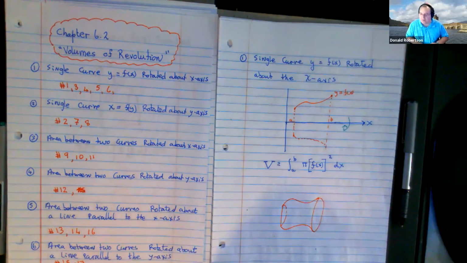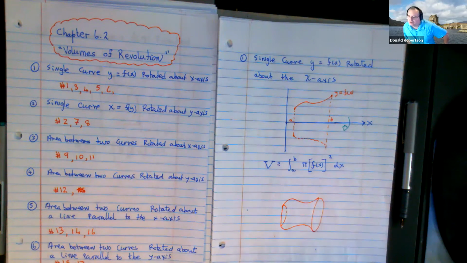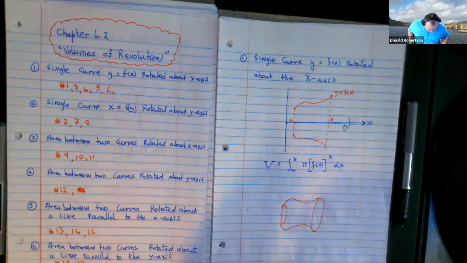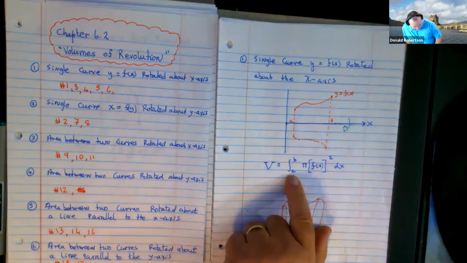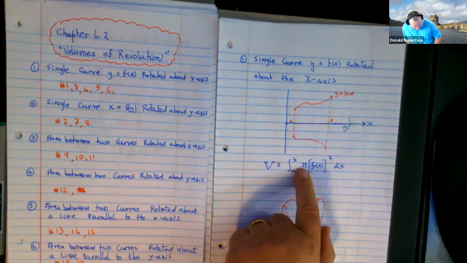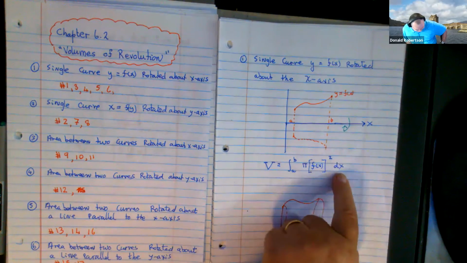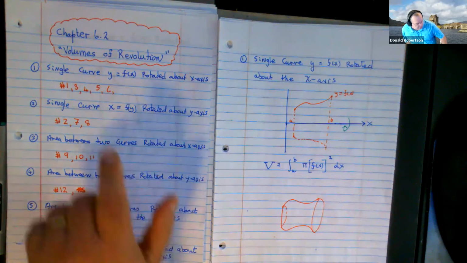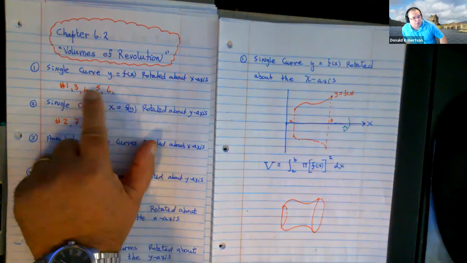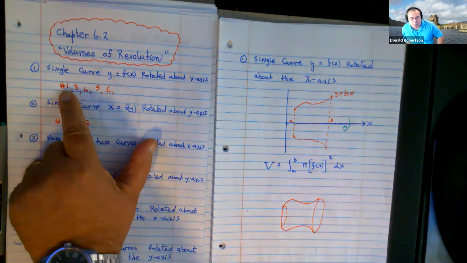It would look like a pawn in a chess set. You ever seen a pawn in the chess set? If you turned it on its side. So we're going to find the volume of that. And the formula is the integral from a to b of pi, whatever the function is, squared dx. And that's it. And here are the questions from the homework that are like number 1.